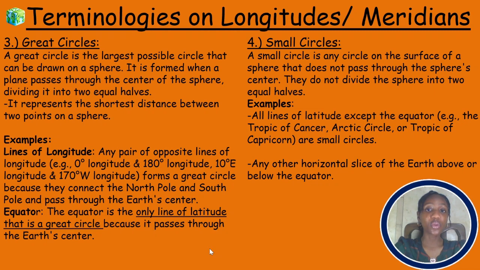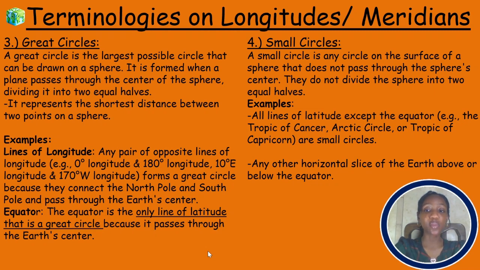Now, a small circle is any circle on the surface of a sphere that does not pass through the sphere's center, and they don't divide the sphere into two equal halves. If the equator is the only line of latitude that is a great circle, then that automatically makes other lines of latitude small circles, since they don't divide the Earth equally into two halves. I know this seems like a lot to take in, but you need to understand the difference and also the characteristics of both great circles and small circles, as they can be asked in theory.